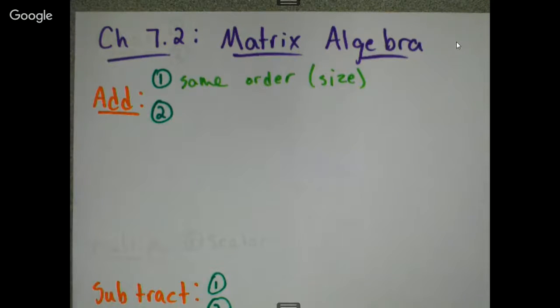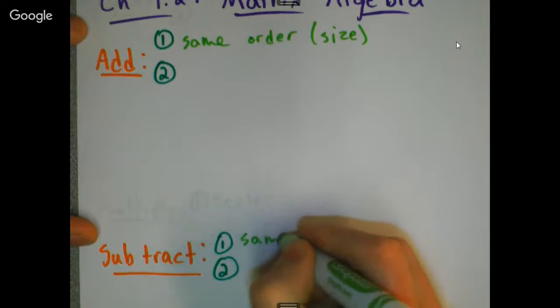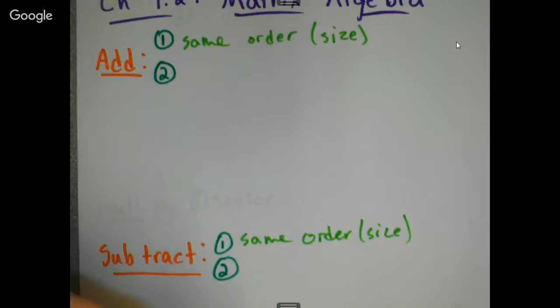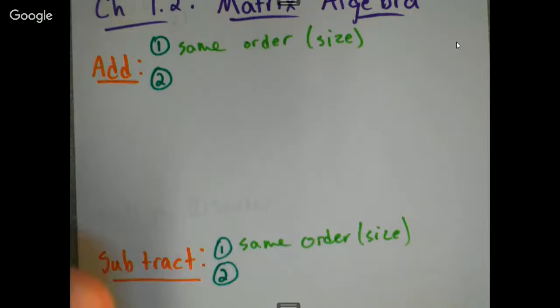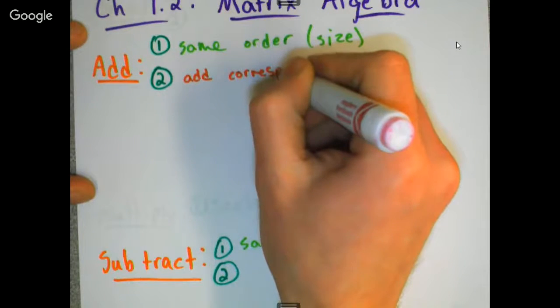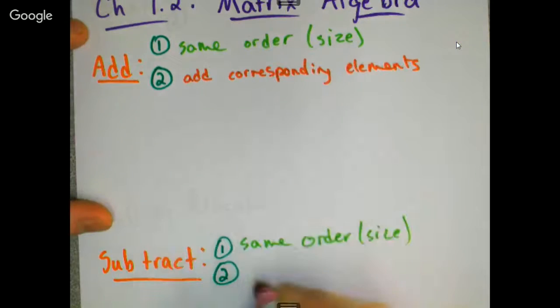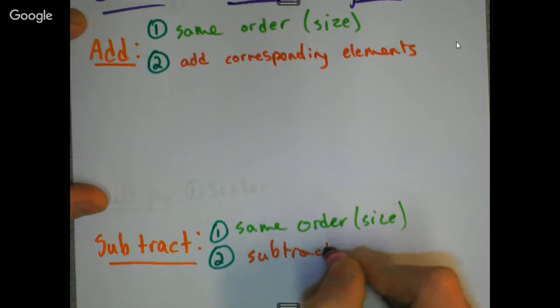So they have to be this. There has to be the same number of elements in each one. Also, with subtraction, they got to be the same size. And second, in order to add, you're just going to add the corresponding elements. And in subtraction, you're just going to subtract corresponding elements.